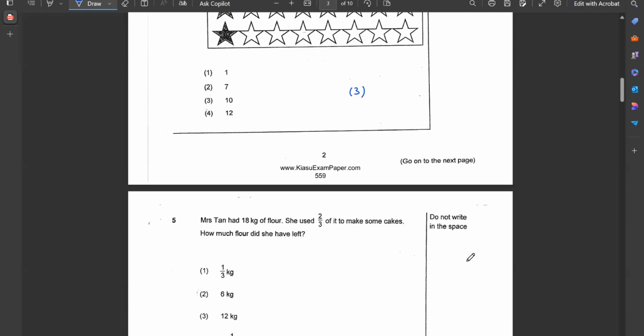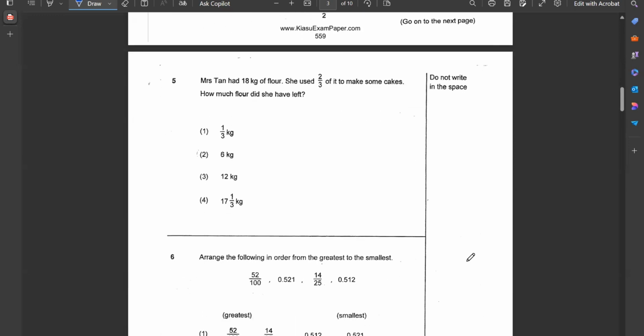I'll go on to question 5. Mrs. Tan had 18 kg of flour. She used 2 out of 3 of it to make some cakes. How much flour did she have left? So 2 out of 3 of it to make some cakes. Take note, this 2 out of 3 means I use 2 units out of 3 units. This is how you can interpret this fraction. 2 units is used to make my cakes. 3 units is basically the total flour at first.